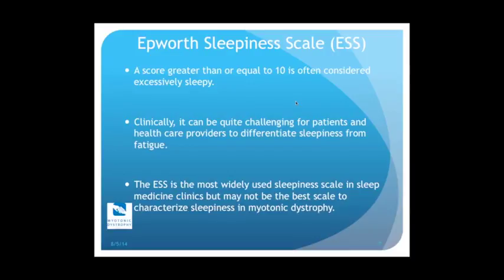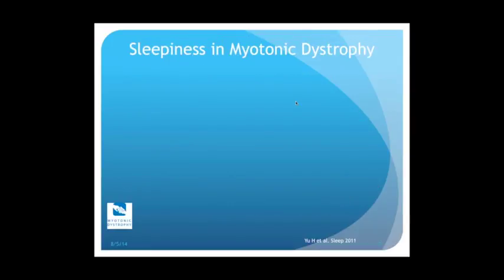The Epworth sleepiness scale is definitely the most widely used sleepiness scale. So you just took the most widely used sleepiness scale in the States. But there's definitely talk that it might not be the best scale to characterize sleepiness in myotonic dystrophy. Myotonic dystrophy patients definitely endorse quite a bit of fatigue as well. And like I said, that can be challenging to differentiate.